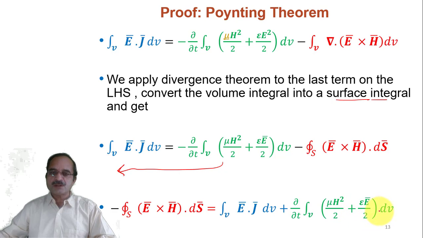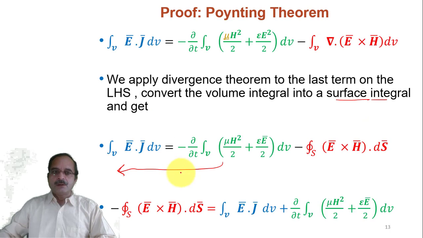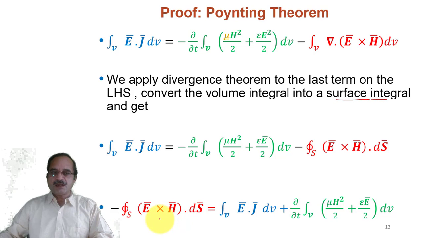Now we have almost reached the end of this derivation. Let us find out what all these three terms in this equation are. If you see the terms here, the first term E cross H, we have seen earlier, it represents the power.